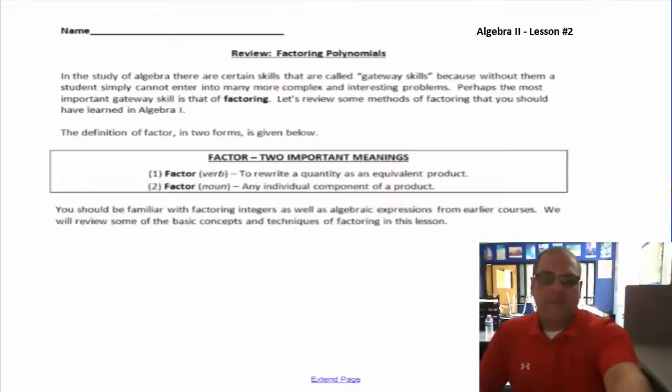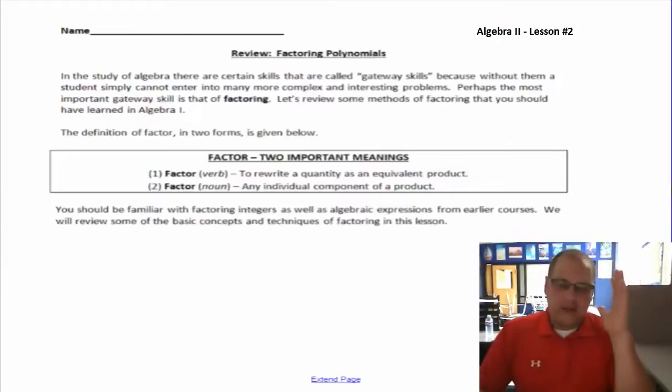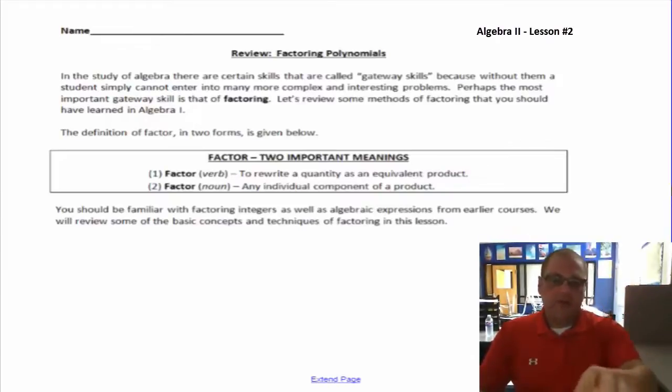Review again. Factoring polynomials. Factoring is, and it says it in this opening paragraph here, one of the most important skills in algebra. You have to understand what factors are, what the meaning of them is, and how to factor everything, monomials, polynomials, everything.